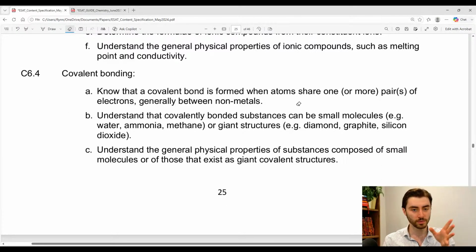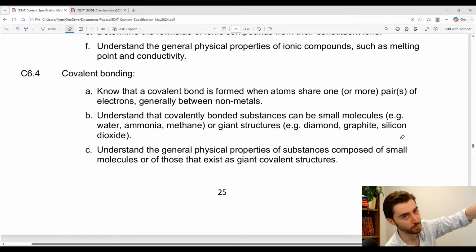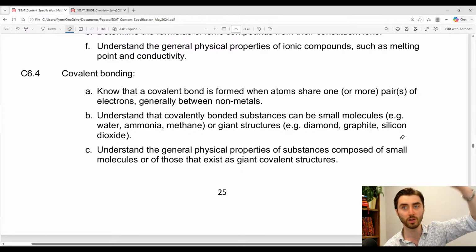Covalent bonding, I've discussed. So you either have simple molecular with weak intermolecular forces between the molecules, or you have giant covalent structures, as is the case with diamond or graphite or silicon dioxide. Simple molecular structures have low melting points and boiling points due to the weak intermolecular forces, which don't require that much energy to overcome. Diamond and graphite and the giant structures have high melting points and boiling points because in order to melt them, you need to break all the covalent bonds, which are very strong and require lots of energy to break.